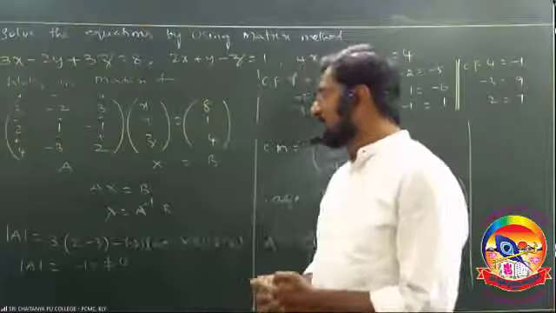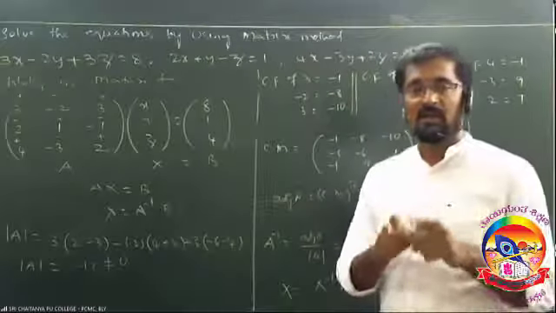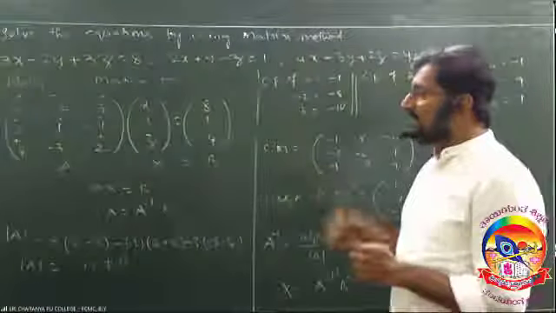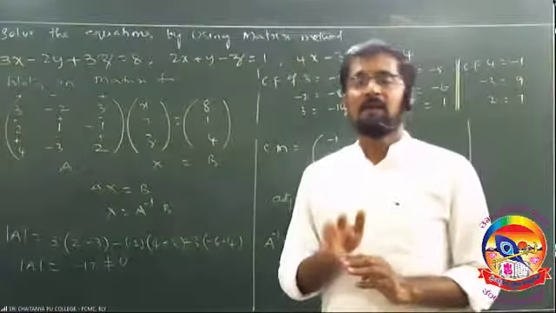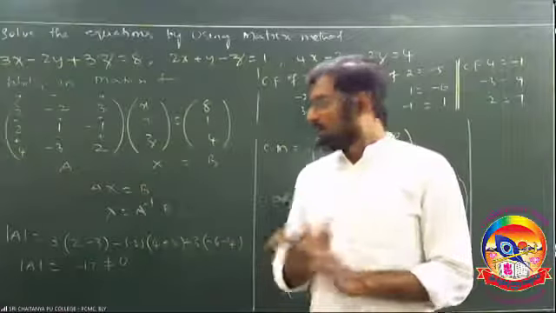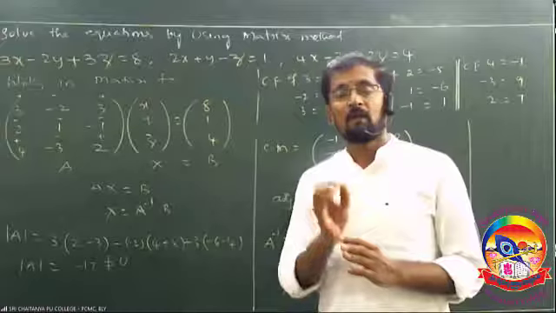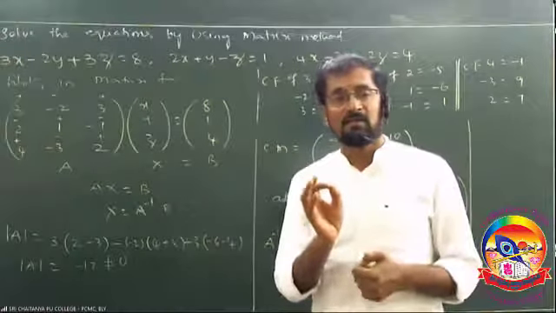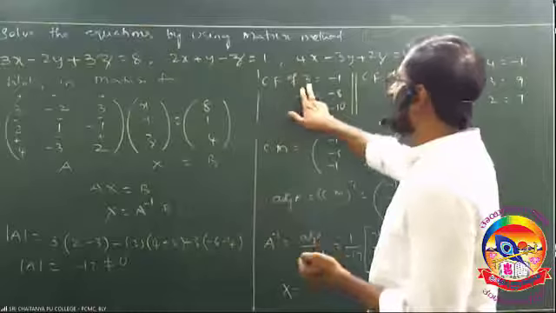Det A value here, you got minus 17, which is not equal to 0. Therefore, A inverse exists. To get A inverse, you should find out adjoint A initially. To find out adjoint A, I am repeating this one again and again. Observe. To find out adjoint A, you should find out the cofactor of each and every element in the given matrix. So I am finding this cofactor of 3.